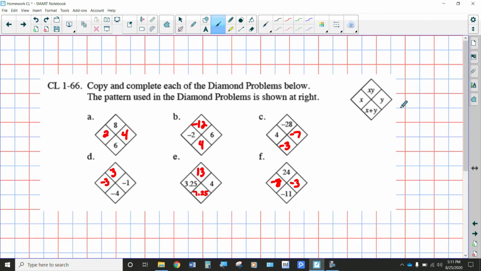All right, diamond problems. Remember, when you multiply these two numbers together, you get the number on the top. When you add those two numbers, you get the number on the bottom.